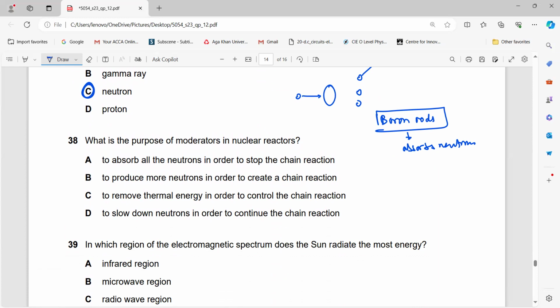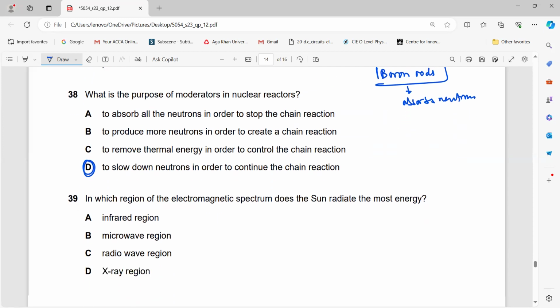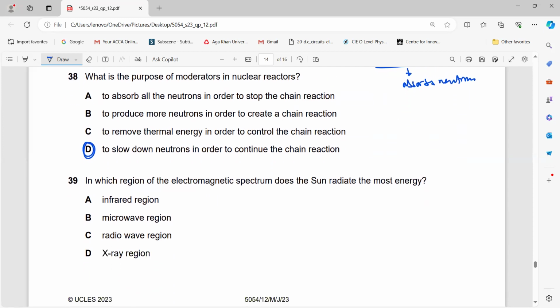But it is so fast that you will not be able to control it. So nuclear fission is an uncontrollable reaction. If you want to control it, you need to put down boron rods and moderators, control rods and moderators. So the purpose of moderators is to slow down neutrons in order to continue with the chain reaction so that you can derive a lot of energy.